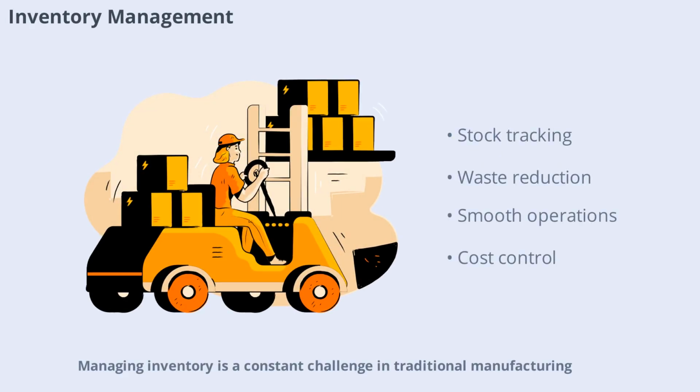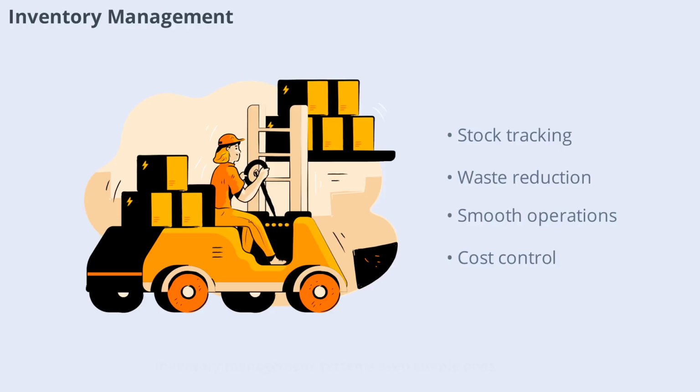Managing inventory is a constant challenge in traditional manufacturing. Factories must balance having enough materials on hand to avoid delays with minimizing excess stock that ties up capital. Inventory management systems, even simple ones, help track materials and finished goods, ensuring smooth operations and reducing waste.